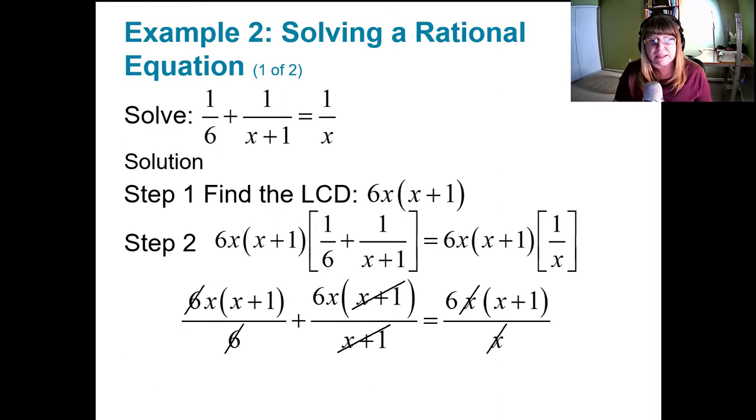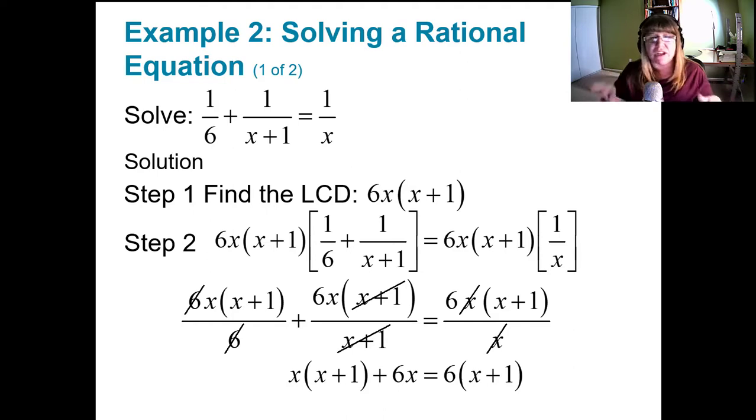6x times x plus 1 times 1 over x plus 1. The x plus 1's will drop out. And then on the right-hand side, we have 6x times x plus 1 times 1 over x. The x's will cancel out. So we don't have any more fractions. We're left with x times x plus 1 plus 6x equals 6 times x plus 1.